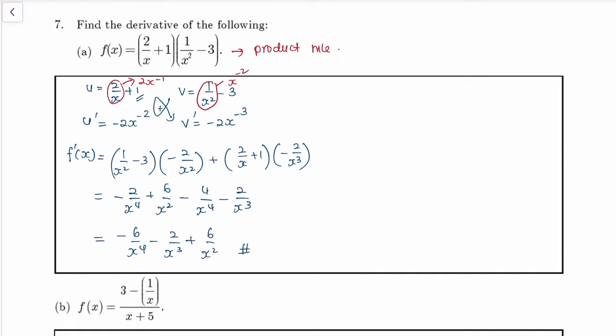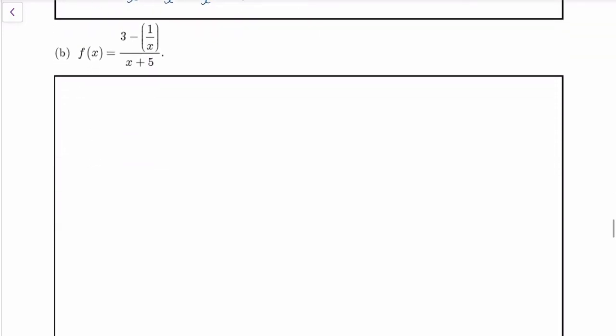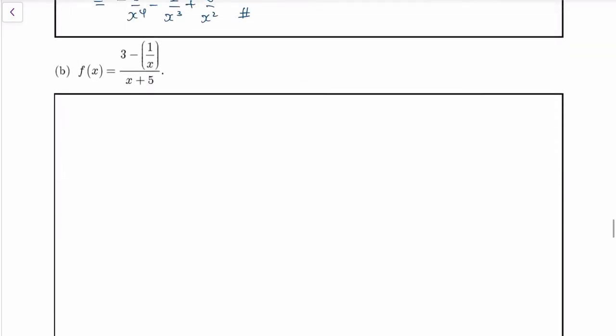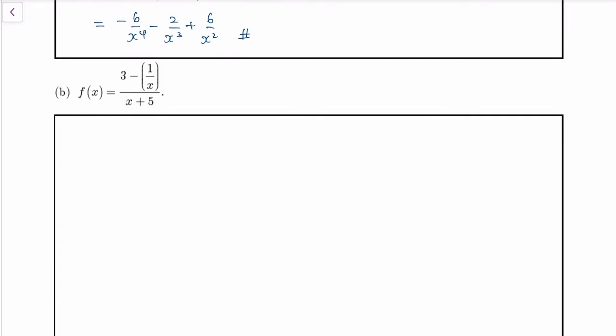Okay, so then for question 1, A. So question B, we have f(x) equals 3 minus 1 over x plus 5. So this will be u, this will be v. Kita akan buat quotient rule. Okay, so u equals 3 minus 1 over x, v equals x plus 5, u prime equals, so 1 over x, tukar kepada x to the power of negative 1. So, negative, positive. So, 1 over x squared. So, v prime will be 1.